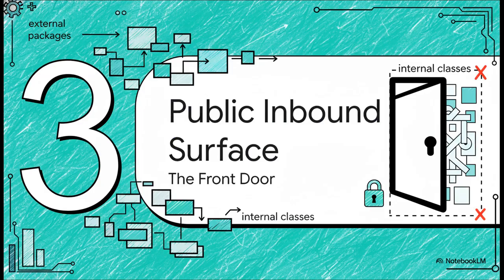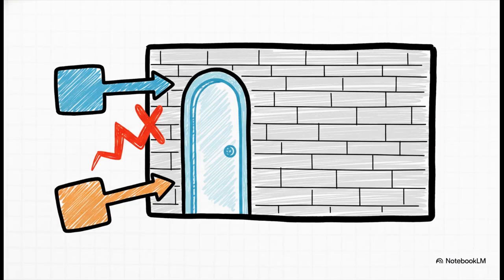Which brings us to Section 3, the public inbound surface, the front door. So, you're probably wondering, if external packages can't touch those internal classes, how on earth do they actually communicate? Well, we call this front door the public inbound surface. It is the one and only legal entry point into the package.